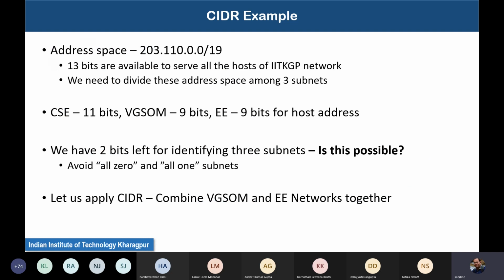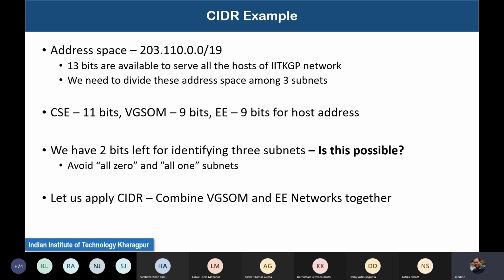Well, that is my challenge. Among CSE, VGSUM, and EE, the maximum is CSE, which needs 11 bits. If I take these 11 bits all together, what is my problem? I have 13 bits available. If I make 11 bits the host part, I will have 2 bits remaining. But using 2 bits, I cannot have 3 different subnets, considering I want to avoid the all-0 and all-1 subnets.